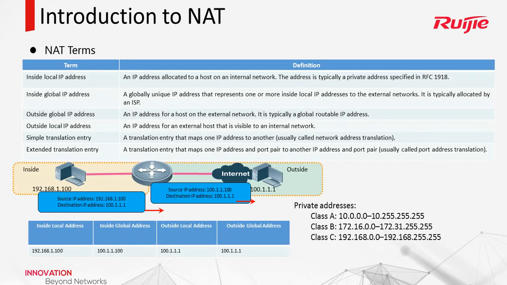Here are some NAT terms. We can see this. Here, the local private IP address, we call it inside local. When it is translated to a public IP address sent to the outside, we call this public IP address inside global. For the internet, if they don't use NAT, both the outside local and the outside global are the same.